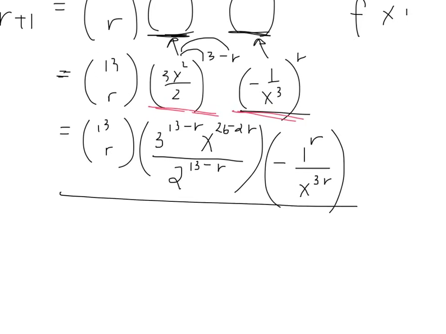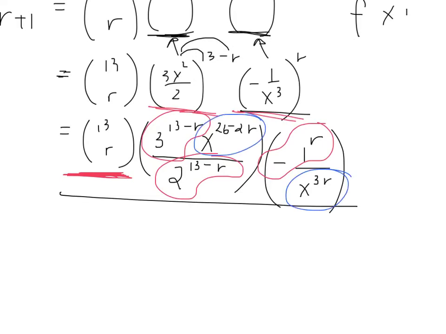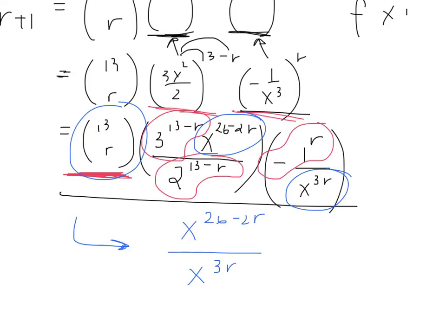In the end, once we know the value for r, these will just be numbers, except for the x part. If we omit the rest first, we have x to the 26 minus 2r over x to the 3r.